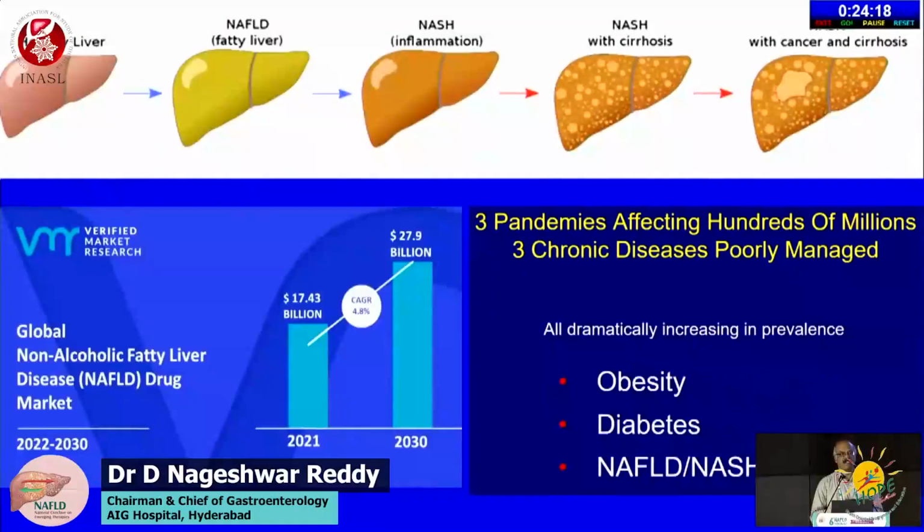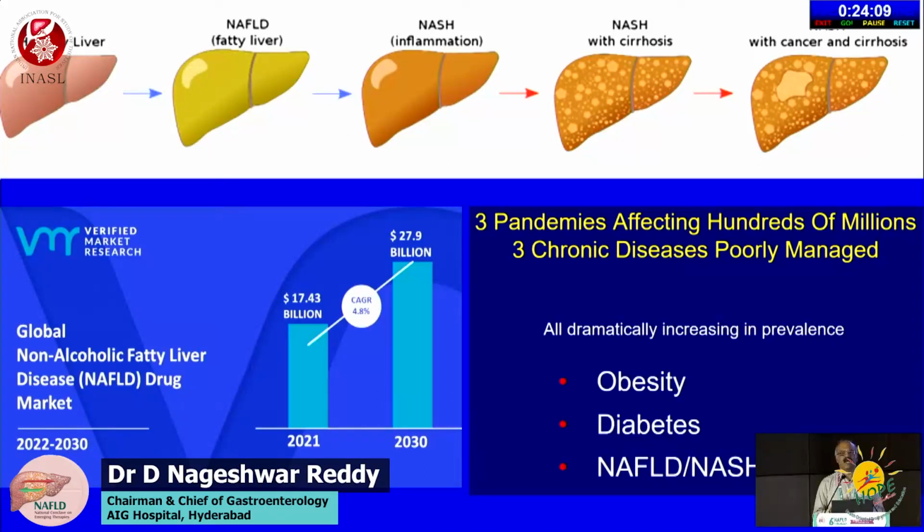Okay. So I think this pandemic of metabolic syndrome and NAFLD is overtaking the world now in all areas. And of course, we have this pandemic of conferences also because of this. These three pandemics are actually poorly managed.